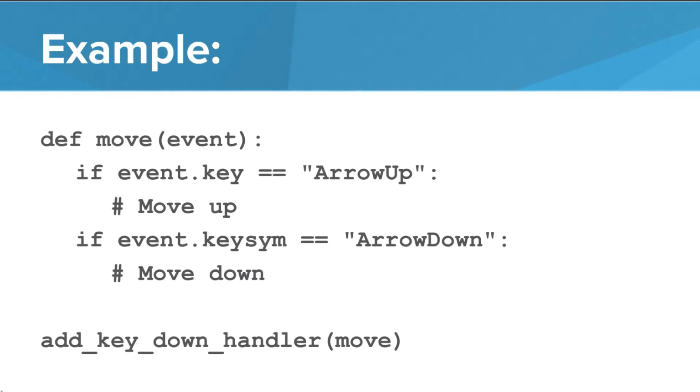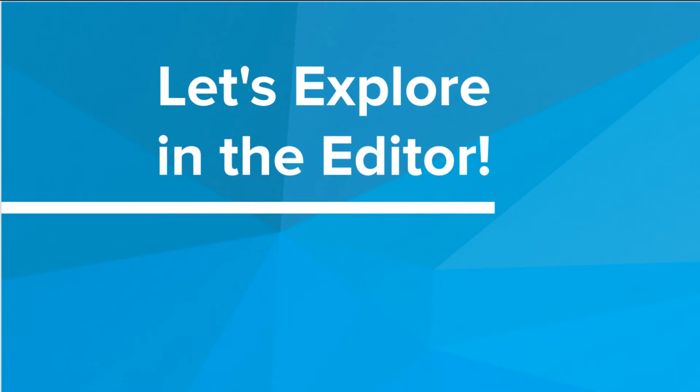Here's an example of a function that could be used to interpret up and down arrows as an input. Notice that we define the function to take the event variable as an input. We can then use the variable to figure out which key was pressed and act accordingly. Don't forget that we need to bind the key event to that function. So let's go explore this in the editor.